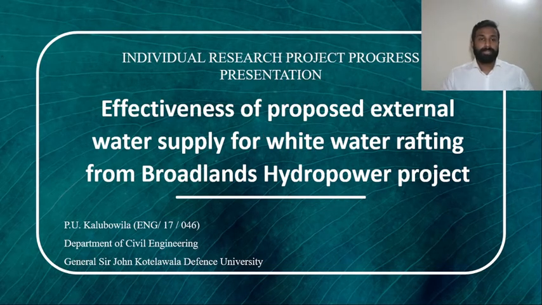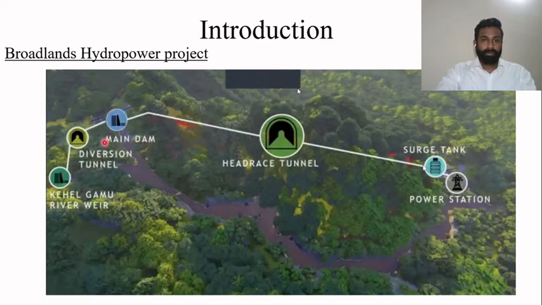This research is about the effectiveness of a proposed external water supply for whitewater rafting from the Broadland Hydropower Project. This is the layout of the Broadland Hydropower Project. Here you can see the main dam, and this is the confluence of the Kithulgala and Muskeli Rivers. This weir is situated in the Kithulgala River, and water from this weir is conveyed to the main dam through this diversion tunnel.